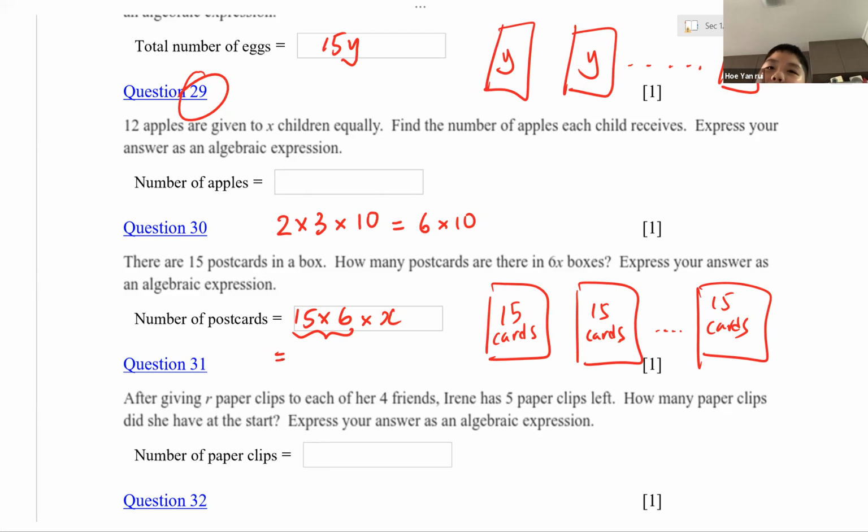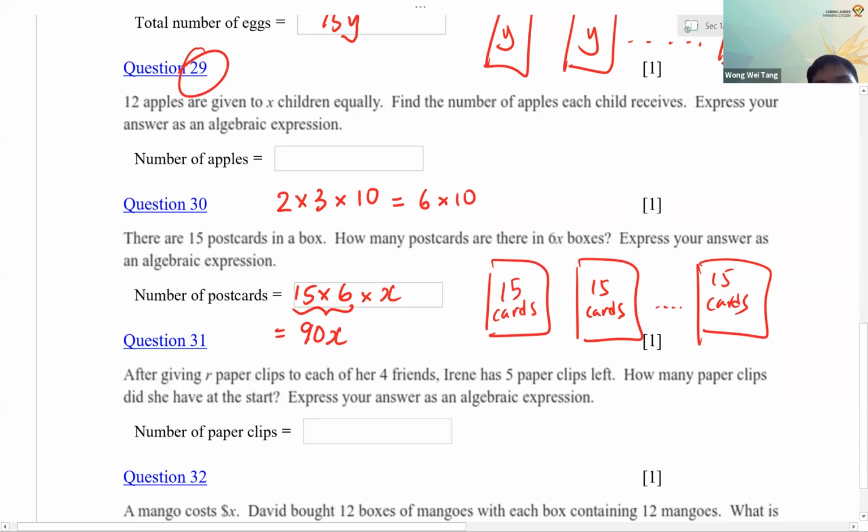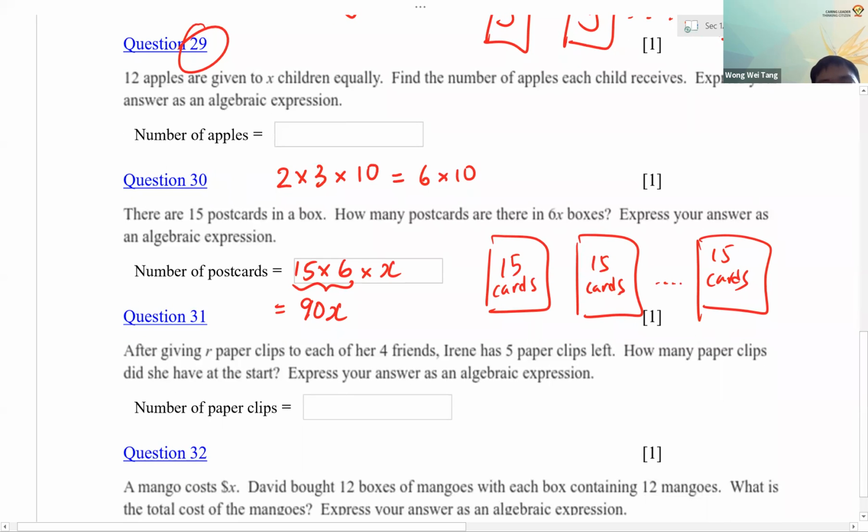You tell me what you want to multiply first. 15 times 6. 90. And times then, x. Times x. Do we need to write times x or can we just write x? 90x. Very good. Then that's our answer. Okay, now, next one. Question 31.